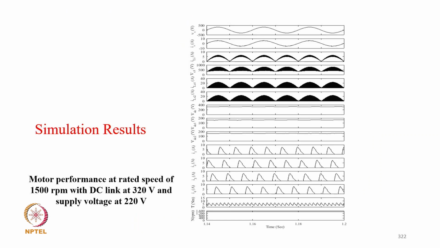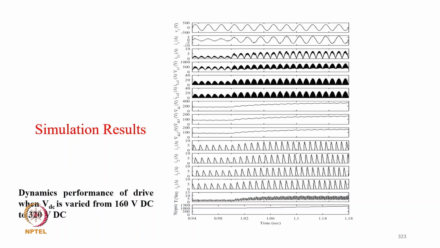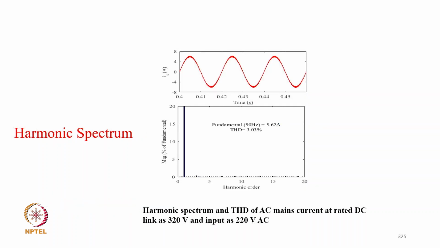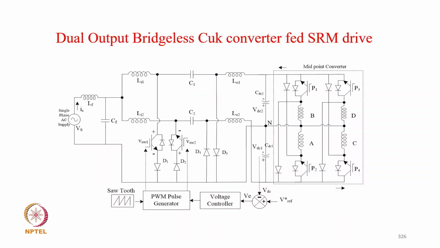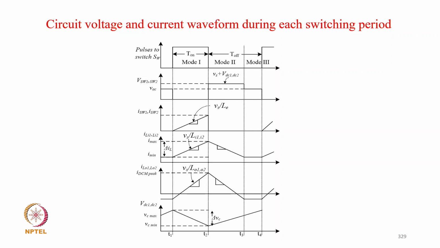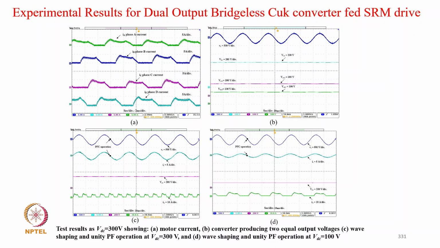These are starting performance. And then the steady state performance, you can see supply voltage, supply current, and the inductor current, then output inductor current is discontinuous for both the inductors, and then DC-link voltage, both the capacitor voltages, winding current, then the torque and speed of the motor. This case is for DC-link voltage control for speed control, 160 volt to 320 volt, then the supply voltage variation 220 to 170, all the parameters, and the supply current THD around 3.03%. There is another dual output bridgeless Cuk converter SRM drive with equal voltage and different modes of operation, ideal performance, the design parameters and experimental results.